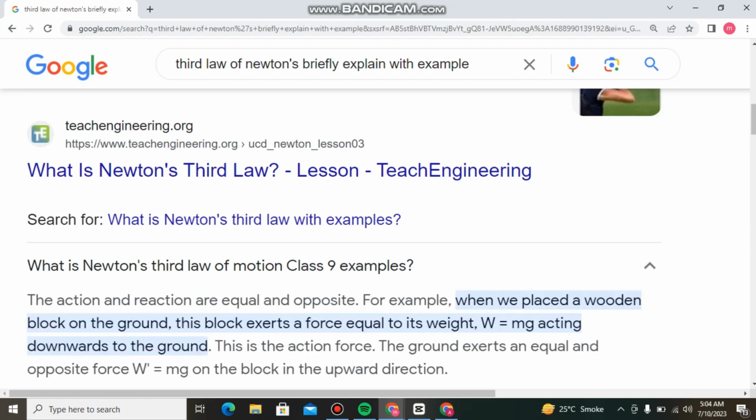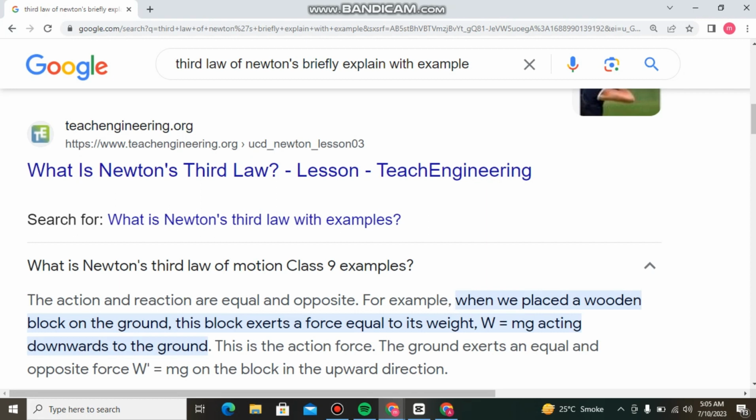What is Newton's third law of motion in ninth class? The action and the reaction are equal and opposite. For example, when a wooden block is placed on the ground, the block exerts a force equal to its weight, W equals mg, acting downwards on the ground. This is the action force. The ground exerts an equal and opposite force, W equals mg, on the block in the upward direction.